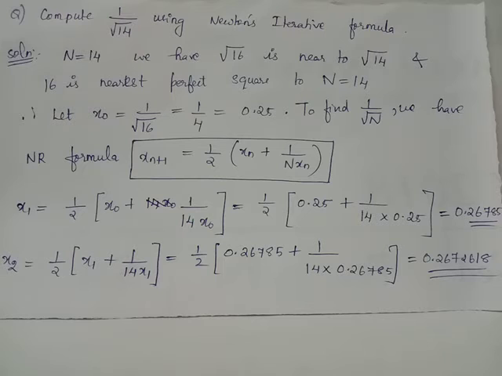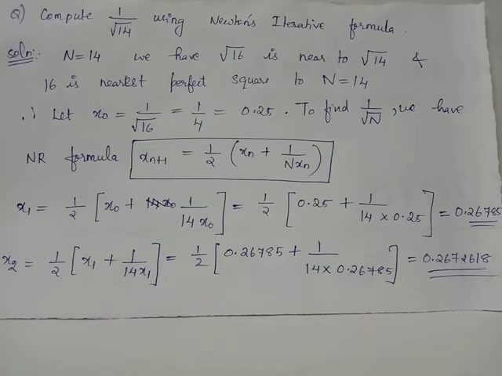In order to compute 1 by square root of real number capital N, we have by Newton-Raphson formula x n plus 1 equals 1 by 2 times x n plus 1 by N times x n. Here in this formula, when you give n equals 0, you get x1 equals 1 by 2 times x naught plus 1 by 14 times x naught, where x naught equals 0.25. Hence we obtain x1 equals 0.26785.